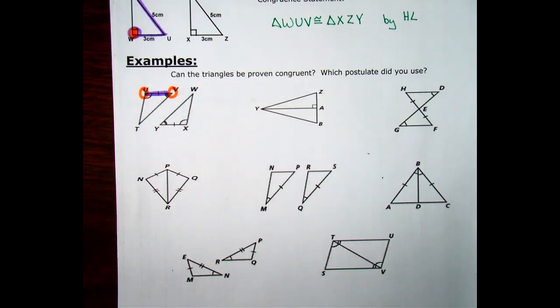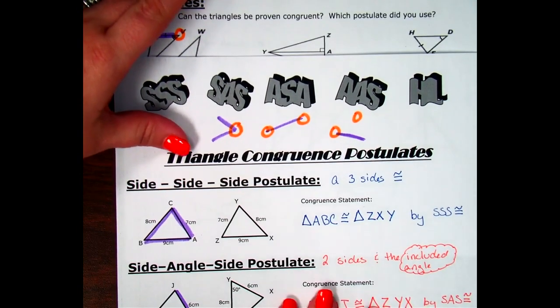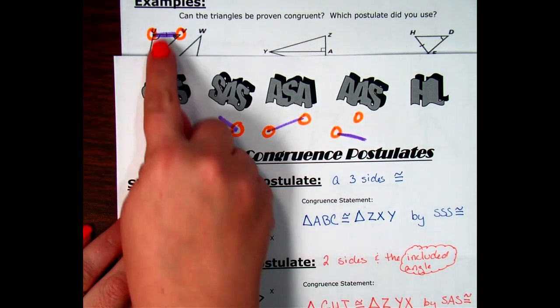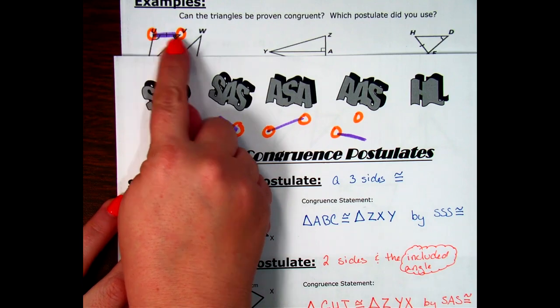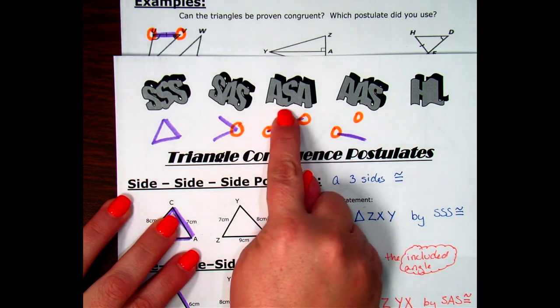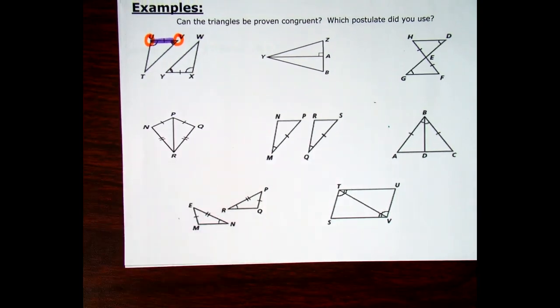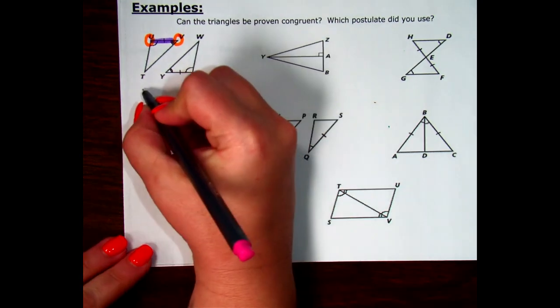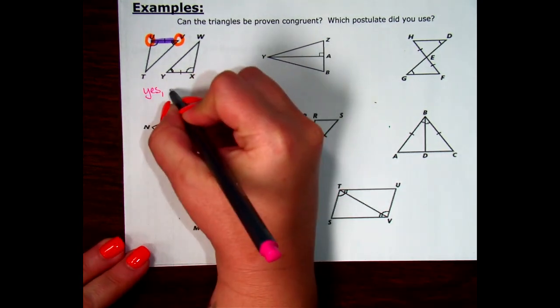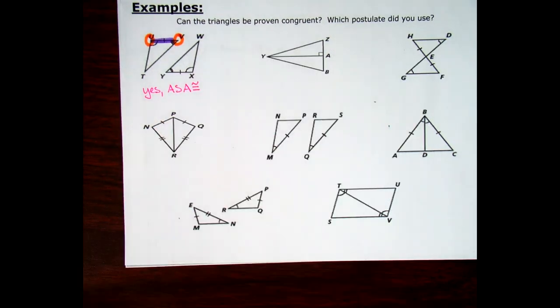When I look back here at my little cheat sheet and I look at my highlightings, I can see I have a segment and both ends are circled. So a segment and both ends are circled. This is a yes by ASA. Okay? So can the triangles be proven congruent? I can say yes by angle, side, angle, congruence.